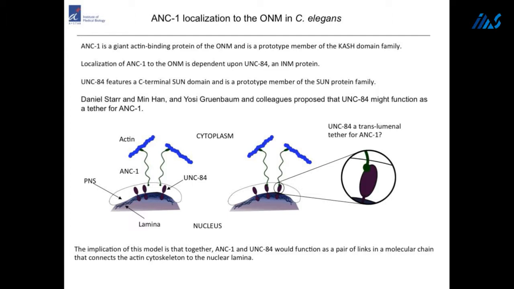Okay. So what Yossi and others suggested was that perhaps UNC84, this SUN-domain protein, functions as a transluminal tether for these outer nuclear membrane nesprins. Now, if this model was right, it has some quite staggering implications. The most important of which is that these would form a pair of links in a molecular chain that would actually connect the lamina to the cytoskeleton.